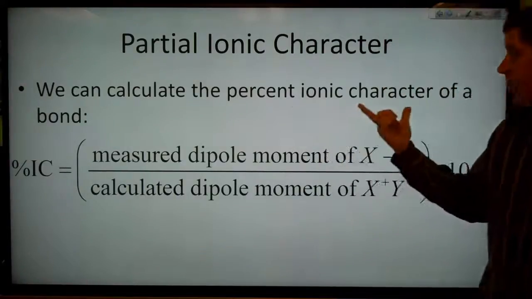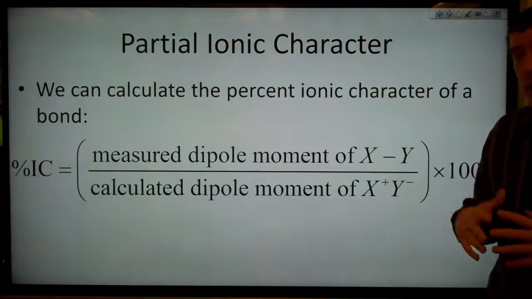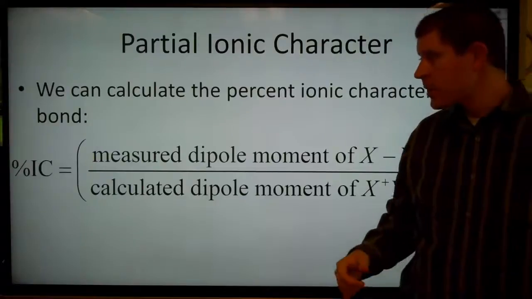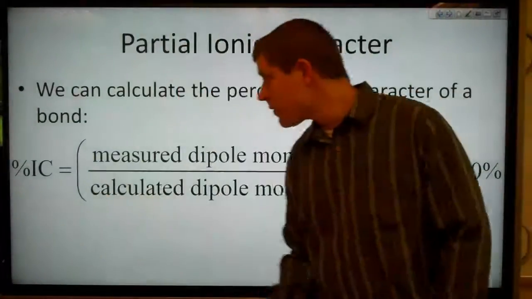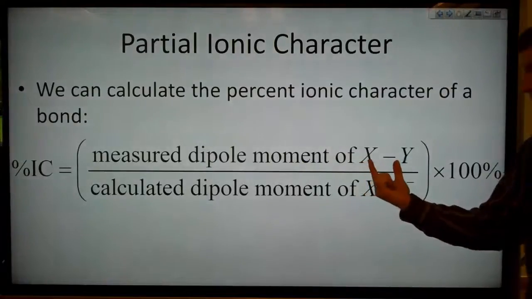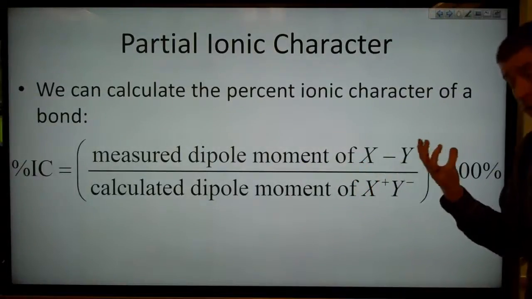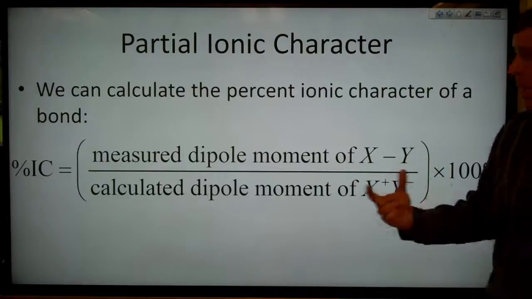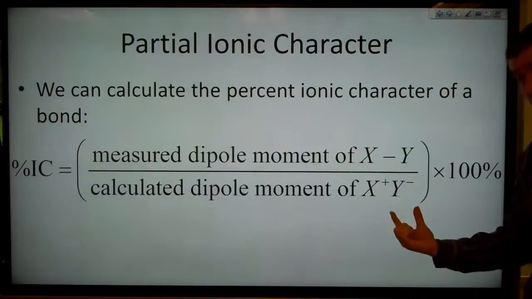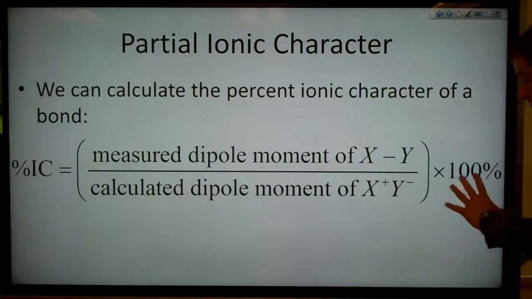And so we can calculate the percent ionic character of a bond. So how polar the bond is, basically. What percentage of it is like an ionic bond. So the percent ionic character of the bond is equal to the measured dipole moment of X minus Y plus, that covalent bond, divided by the calculated dipole moment of X plus Y minus, what it would be if they were an ionic bond, and then multiplied by 100%.